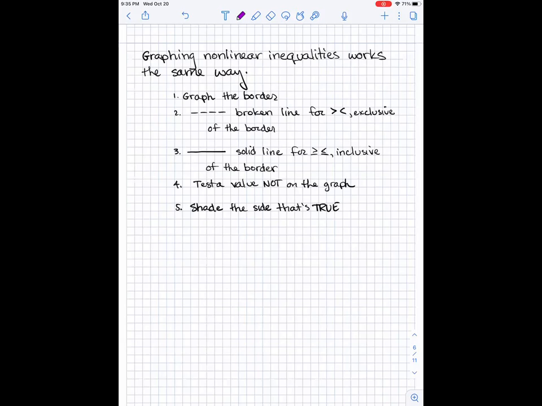Test a value that's not on the graph. Typically 0, 0 is the easiest. If it's on the line, then you pick a different point. And then you're going to shade the side that's true.